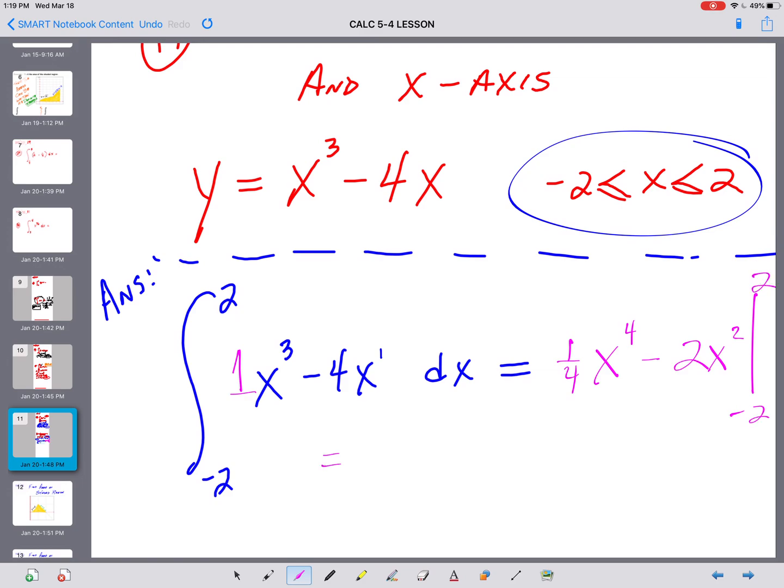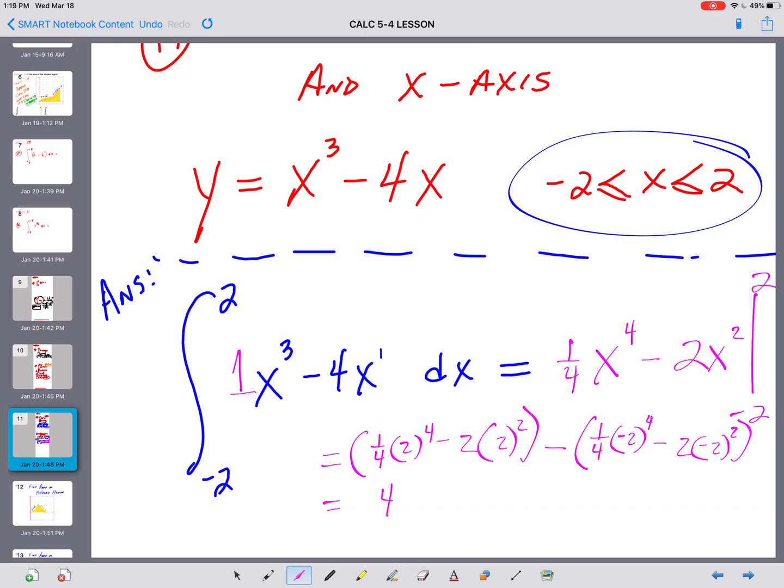Let's go ahead and evaluate. Parenthesis, 1/4 times 2 to the fourth, minus 2 squared, minus parenthesis 1/4 times negative 2 to the fourth minus 2 times negative 2 squared. Okay, so we've got 2 to the fourth is 16. 16 times 1/4 is 4. That's going to be 4 times 2, that's a minus 8.